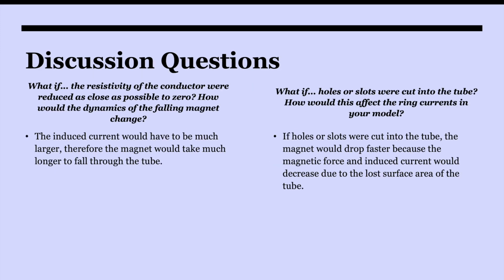So our discussion questions: what if the resistivity of the conductor were reduced as close as possible to 0? How would the dynamics of the falling magnet change? The induced current would have to be much larger, therefore the magnet would take much longer to fall through the tube.